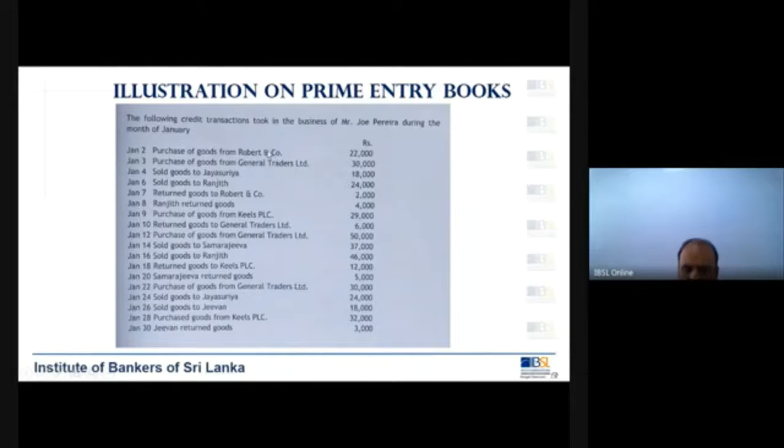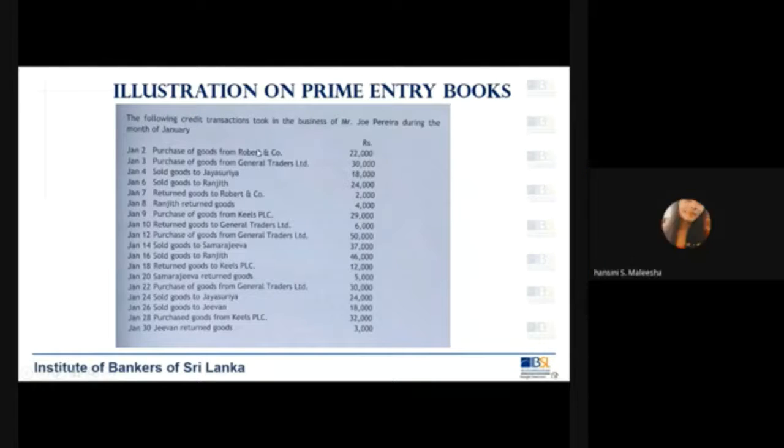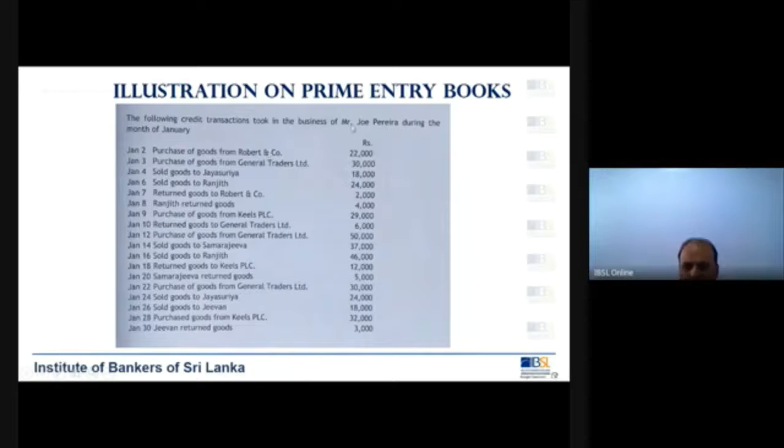Robert and Company, who are they? Who are Robert and Company? They are creditors. They are creditors. So for the business of Mr. Joe Pereira, Robert and Company and General Traders become creditors. Jayasuriya and Ranjit become debtors.